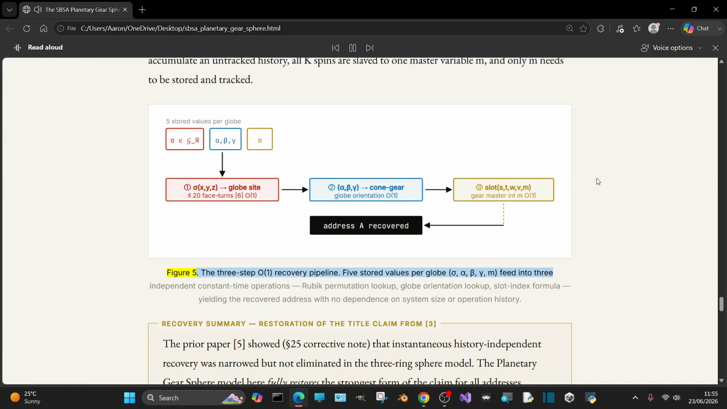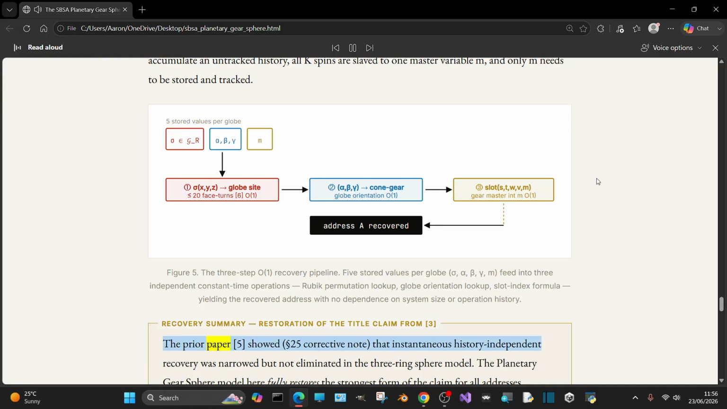Figure 5. The 3-step O1 recovery pipeline. 5 stored values per globe, sigma, alpha, beta, gamma, m, feed into 3 independent constant time operations: Rubik permutation lookup, globe orientation lookup, and slot index formula, yielding the recovered address with no dependence on system size or operation history. Recovery summary, restoration of the title claim from 3.